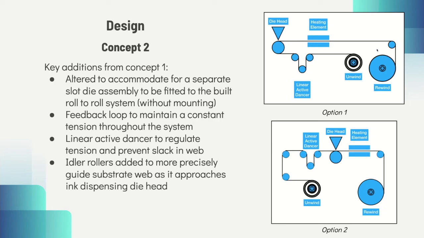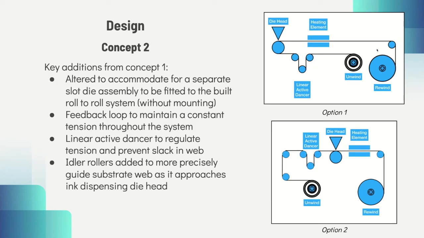In our second concept, we expanded on our first and added some additional functionality. The idea for concept 2 was to allow for easy integration of a third-party precision drum die head assembly. As you can see on the figures on the right, we designed two options for die head location and roller placement. Beyond this, we sought to incorporate a feedback loop to measure any minor inconsistencies in tension that would arise over time and adjust for them.